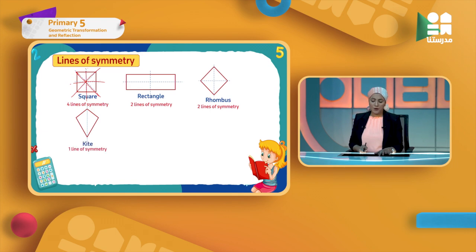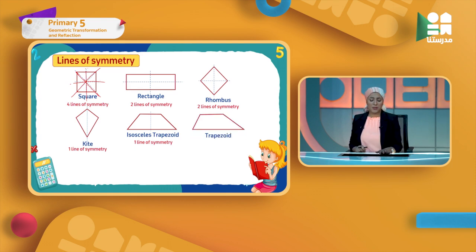Now let's move to the isosceles trapezoid or trapezium. The isosceles trapezoid has only one line of symmetry as well. And when I move to the regular trapezoid or trapezium, I have no lines of symmetry at all. Now, the parallelogram. In the parallelogram, I also have no lines of symmetry.